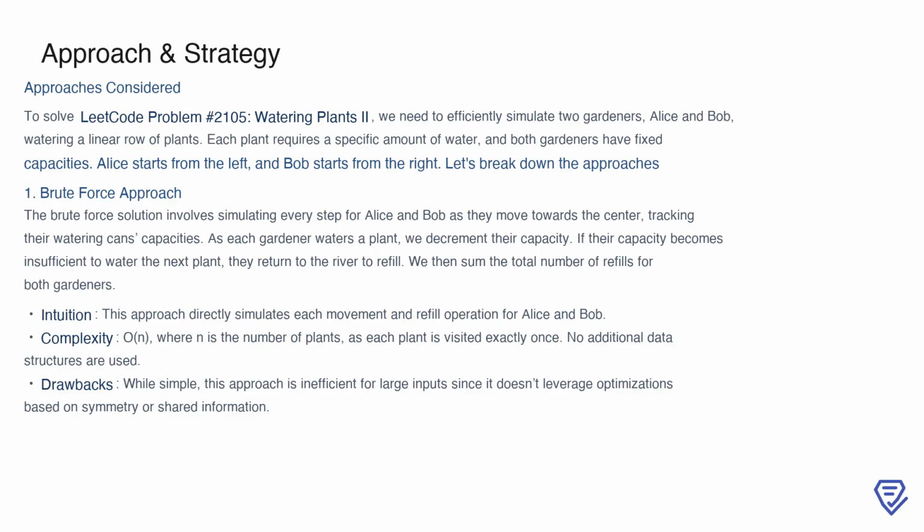While this method has the advantage of simplicity and runs in O(n) time, as each plant is visited exactly once, it does not exploit any symmetry in the problem or optimize the process. This makes it less suitable for larger inputs, as it performs redundant computations and lacks scalability.